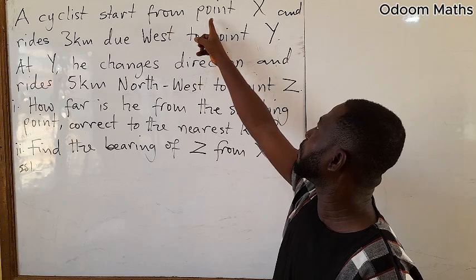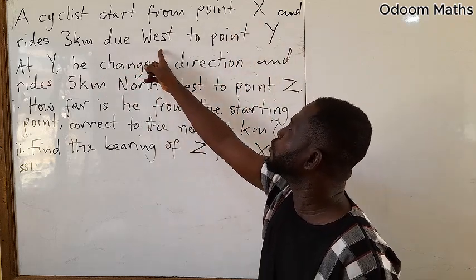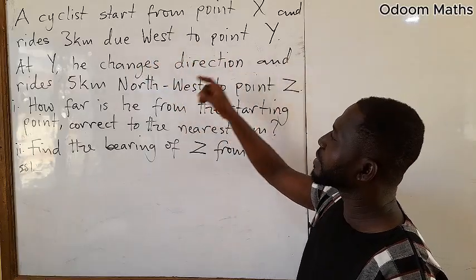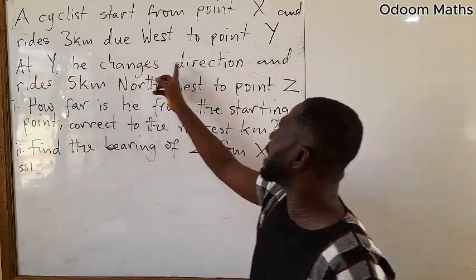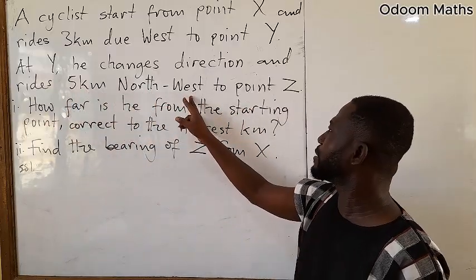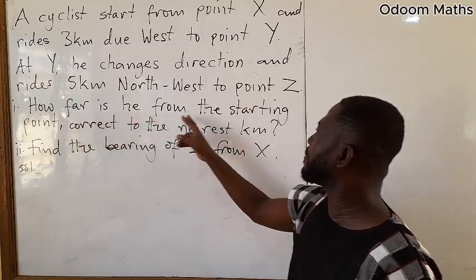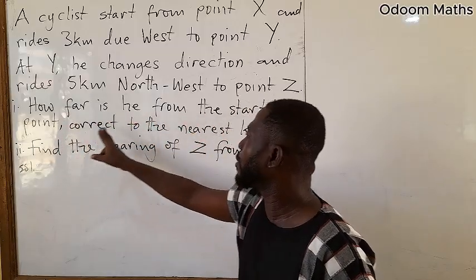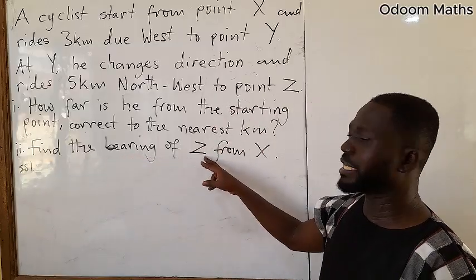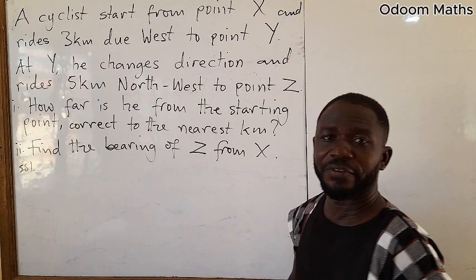A cyclist starts from point X and rides 3 kilometers due west to point Y. At Y, he changes direction and rides 5 kilometers northwest to point Z. How far is he from the starting point, correct to the nearest kilometer? Also find the bearing of Z from X. Okay, so let's draw the diagram first before we start.